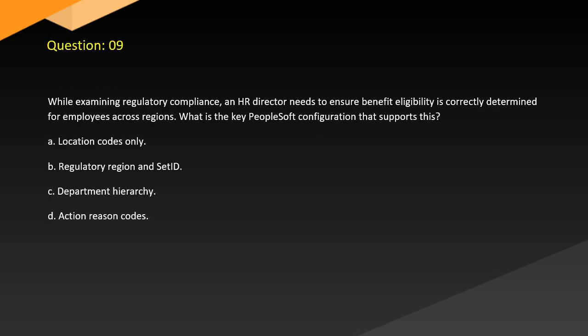Question 9. While examining regulatory compliance, an HR director needs to ensure benefit eligibility is correctly determined for employees across regions. What is the key PeopleSoft configuration that supports this? A. Location codes only. B. Regulatory region and SetID. C. Department hierarchy. D. Action reason codes.